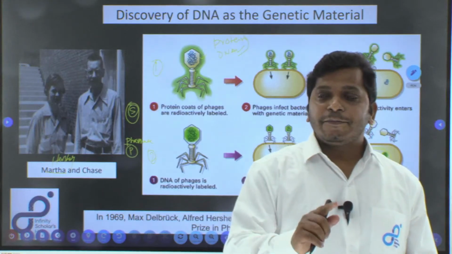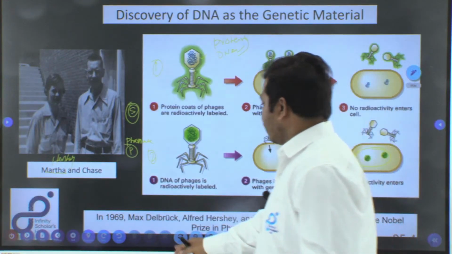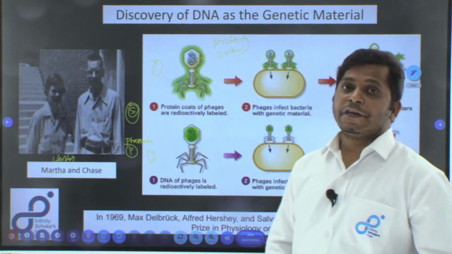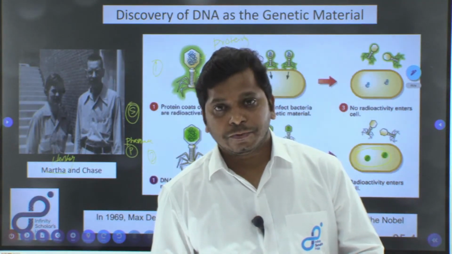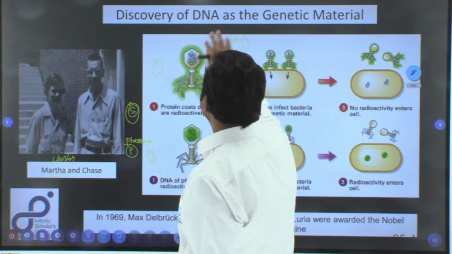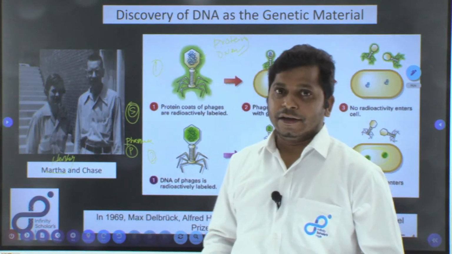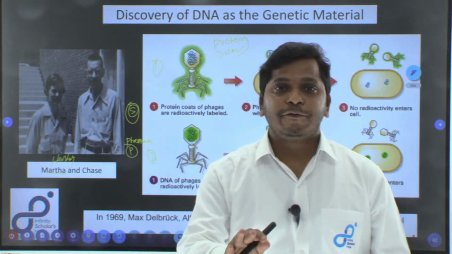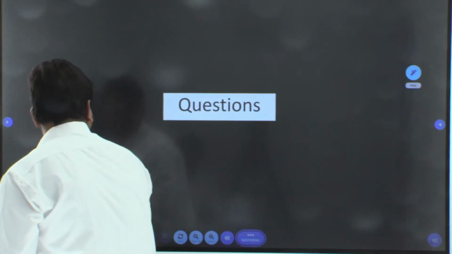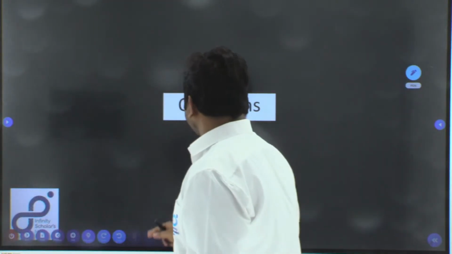Because of this discovery, Delbruck, Hershey and Salvador were awarded the Nobel Prize in 1962. Okay, because for the first time they demonstrated the fact that DNA is the genetic material, and this experiment clearly proved that. So now we'll take up some questions.